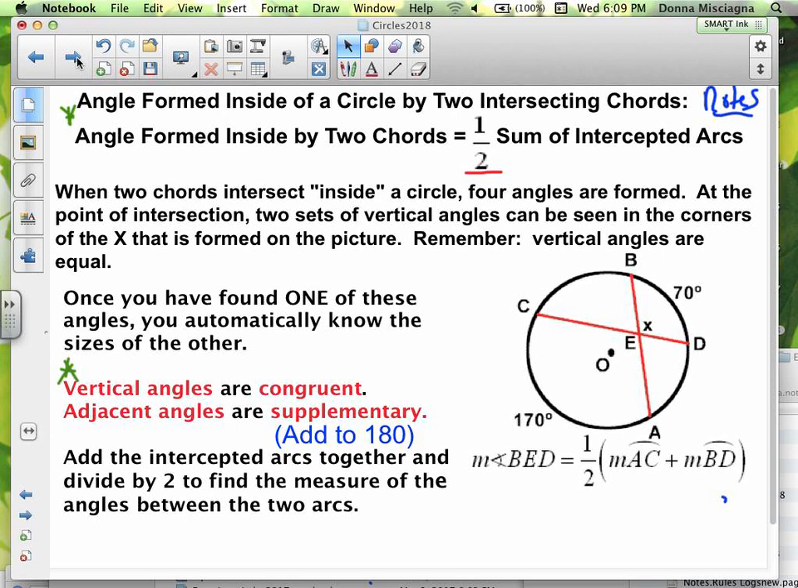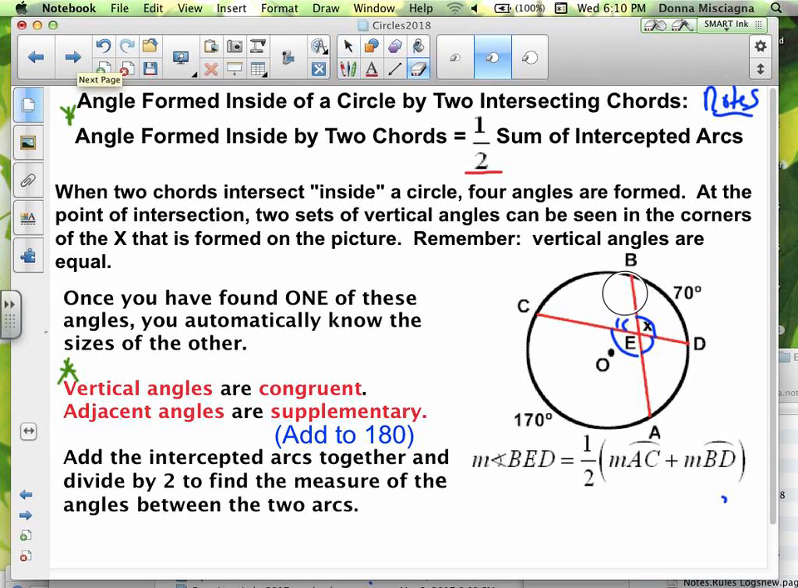We have angle CEA and BED, which are congruent to one another. And then we have angle CEB and angle AED, which are also congruent. Maybe I'll put that in another color so you can see it. All right, so we have those pairs of vertical angles.